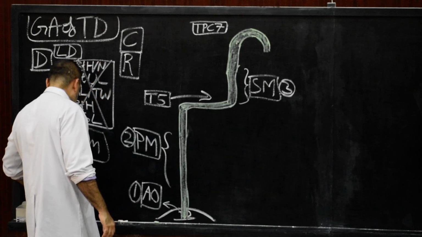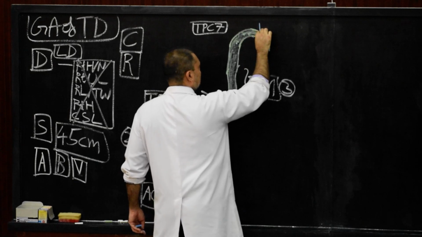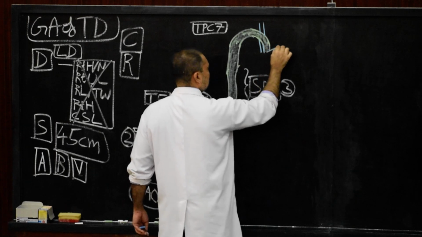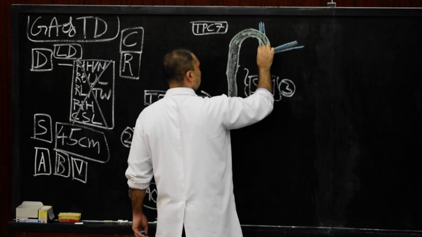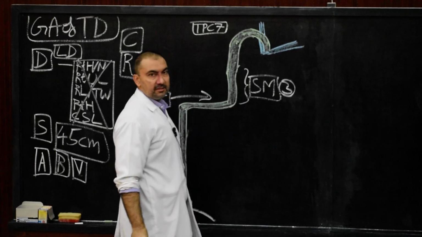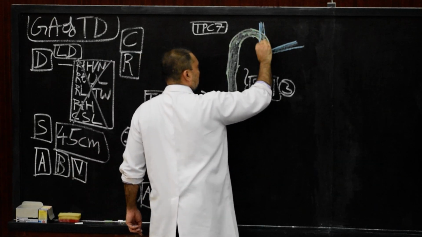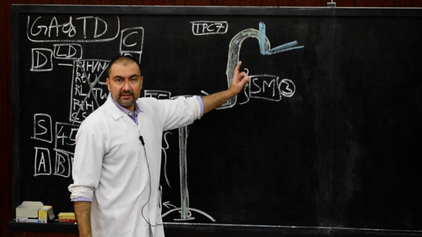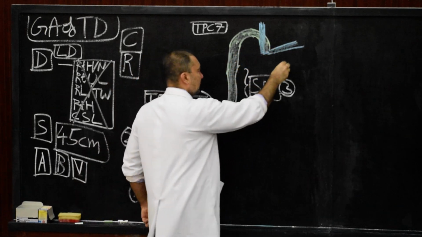So therefore, here it will open at the junction of, let us draw, this will be the internal jugular and this will be the left subclavian vein. So it will open into the left internal jugular and left subclavian vein junction. This is how the thoracic duct will terminate, into the junction of left internal jugular and left subclavian vein.